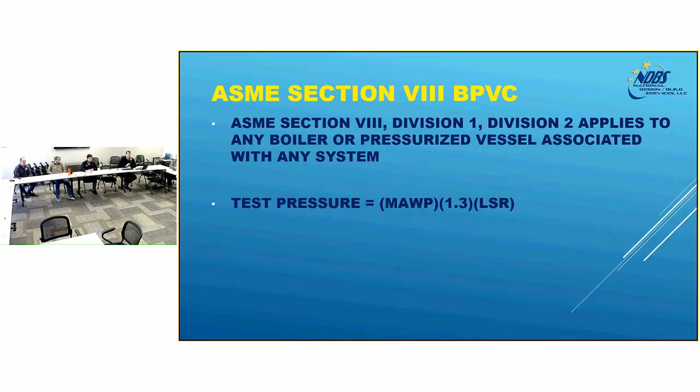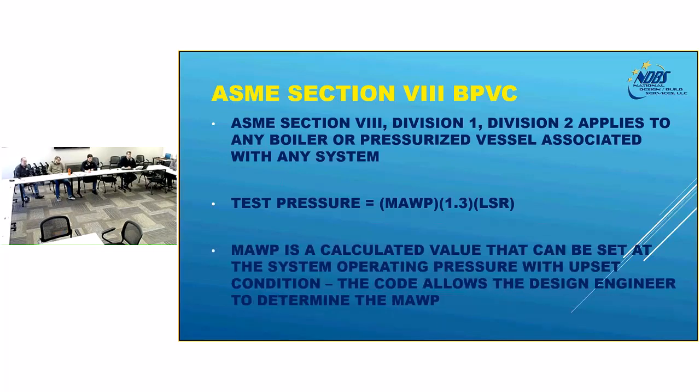The test pressure is calculated a little differently. It's MAWP times 1.3 times LSR. The code actually allows the design engineer to determine the MAWP for Section 8. So even though you have a system that's operating at 110.5 PSI, you're probably going to get a 125 PSI vessel. So you can always increase the MAWP if you need to.